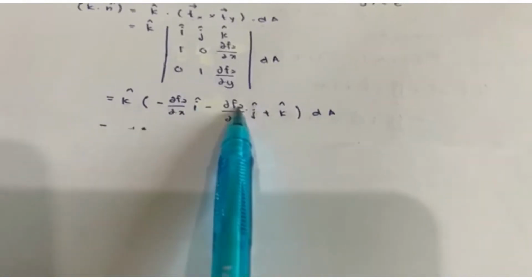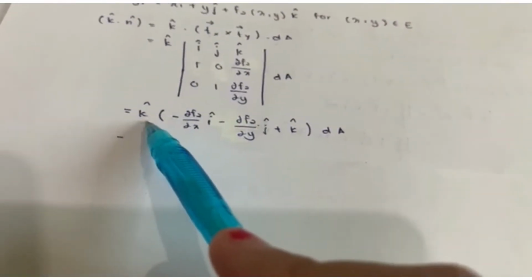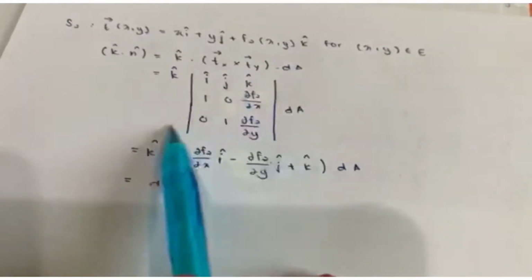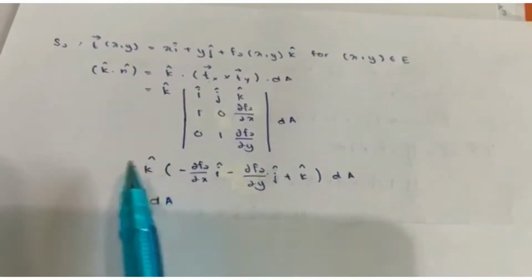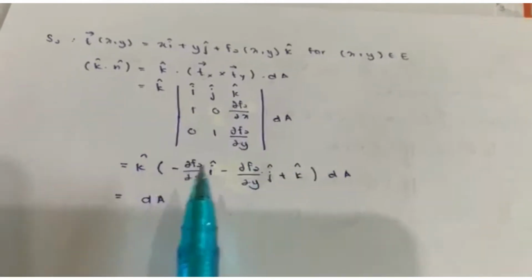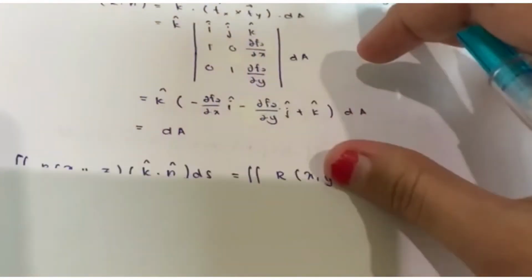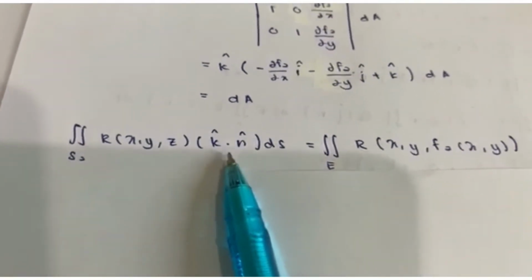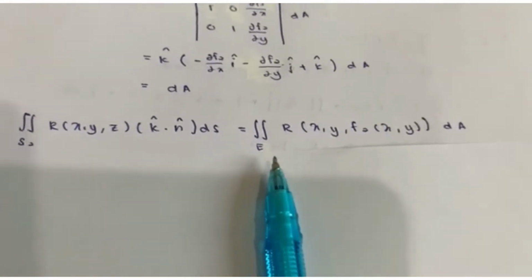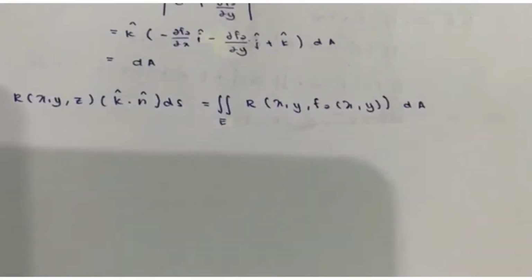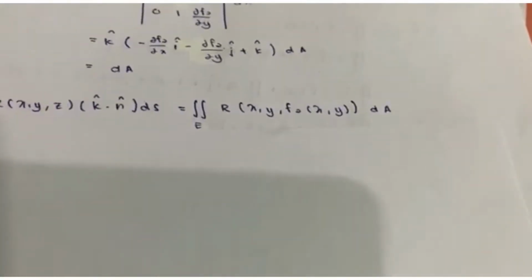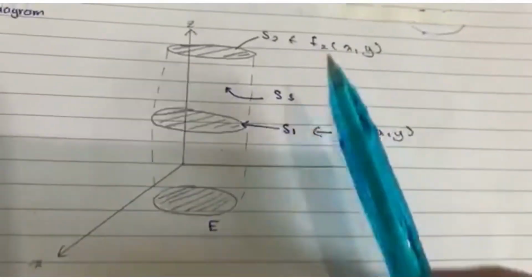But we don't use this, because we only want the k component. So it gives us k times k, 1k times 1k, we get 1 dA, and then we only get dA for this part. So for S2, the double integral of R(x, y, z) k dot n dS is equal to the double integral over E, right, just now, R(x, y), and our z is given by this part, f2(x, y) dA. And then that's for S2.